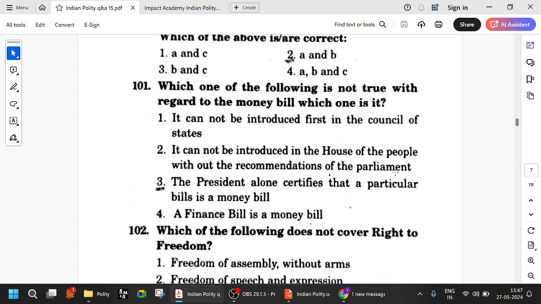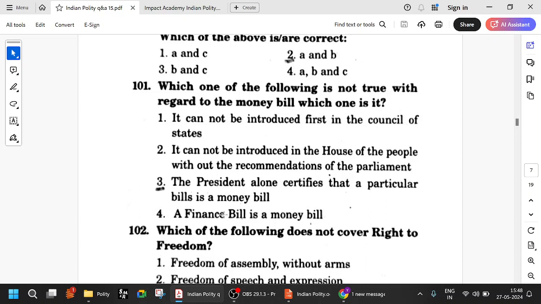So in the case of money bill, it says the President alone certifies that particular bill is a money bill. This is completely wrong because it is the Speaker. It is the Speaker of the Lok Sabha who has the final authority to certify that a particular bill is a money bill. A finance bill is a money bill, which is wrong.